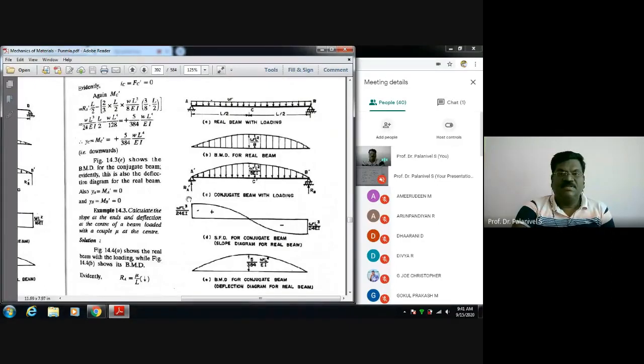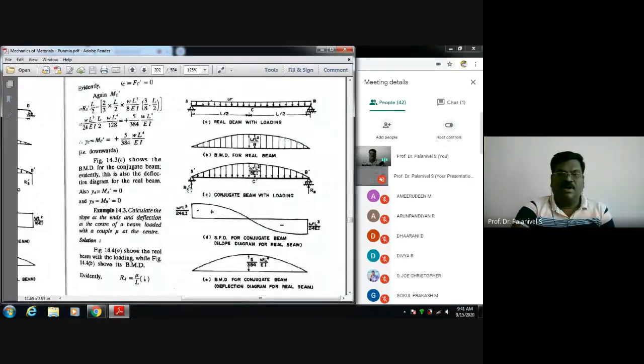The reaction at A: how do you get the support reaction? It is half of the total load, so half the load comes here and half comes here. The support reaction RA, since it is a parabolic spandrel, has area 2/3 into L into WL square by 8EI. We can do it that way also, no problem.